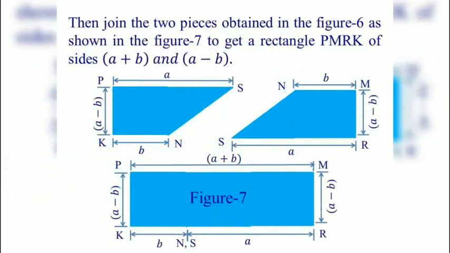Then join the two pieces in the figure 6 as shown in the figure 7 to get a rectangle PMRK of side A plus B and A minus B. So look at the figure 7. Here we join the two pieces what we have cut before. So to form a rectangle whose length is A plus B unit and breadth is A minus B unit.